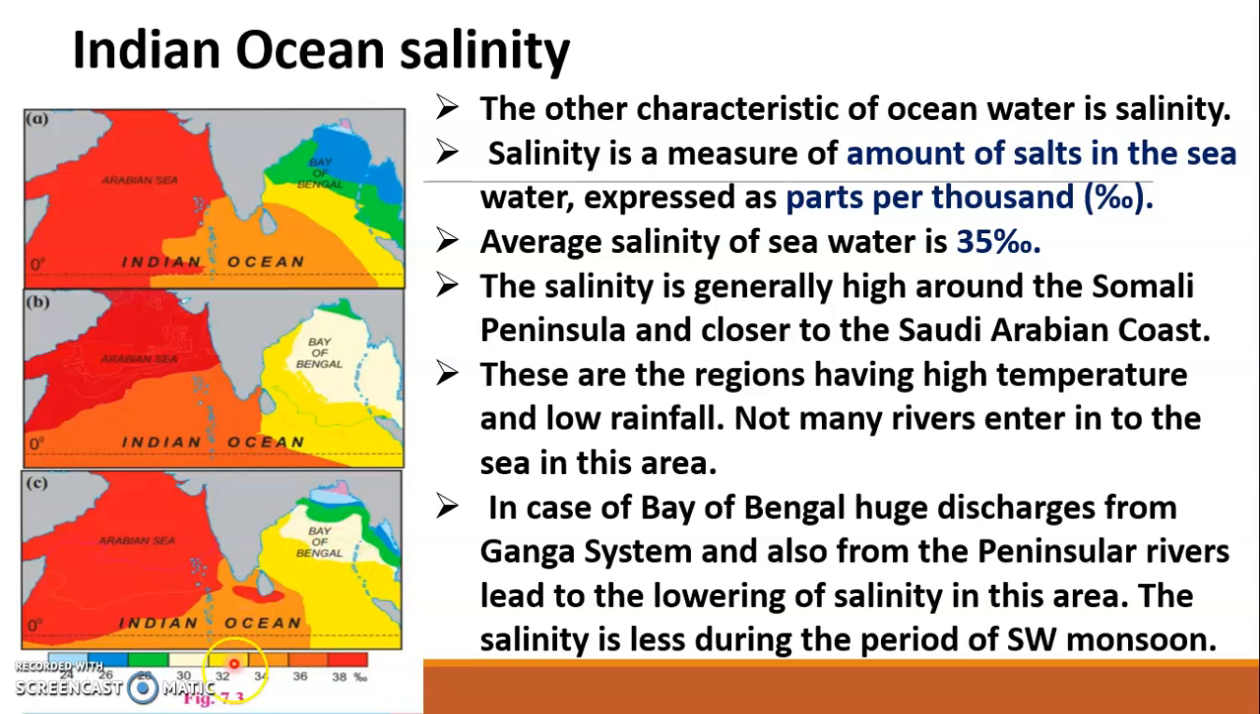So here it is denoted as 32 parts per thousand. Okay, or 30 parts per thousand. You can see here in the Bay of Bengal. Whereas in the Arabian Sea, you can see it's 38 parts per thousand. And average salinity should be 35 parts per thousand. So it is more than average in the Somali Peninsula.